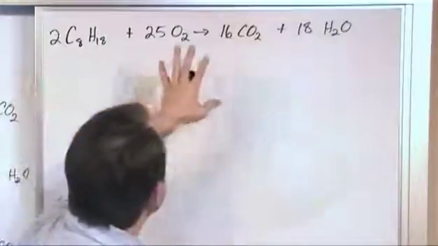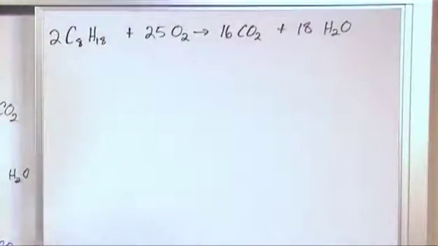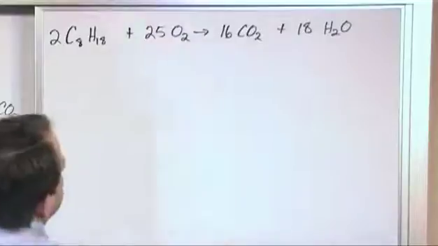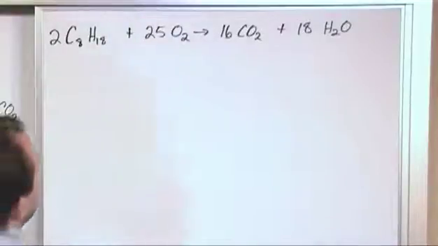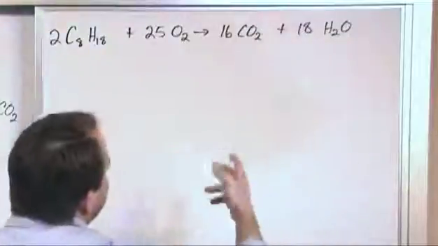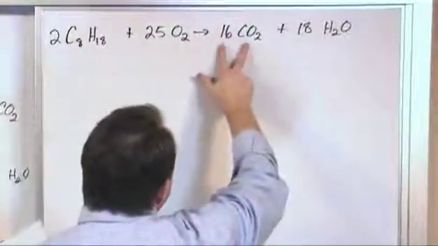And these are the stoichiometric coefficients, the magic ratios. So we know from this reaction, for instance, that for every 2 moles of octane, we're going to produce 16 moles of carbon dioxide. We know that for every 25 moles of oxygen, we're going to get 18 moles of water. We also know that for every 25 moles of this, we get 16 moles of this.